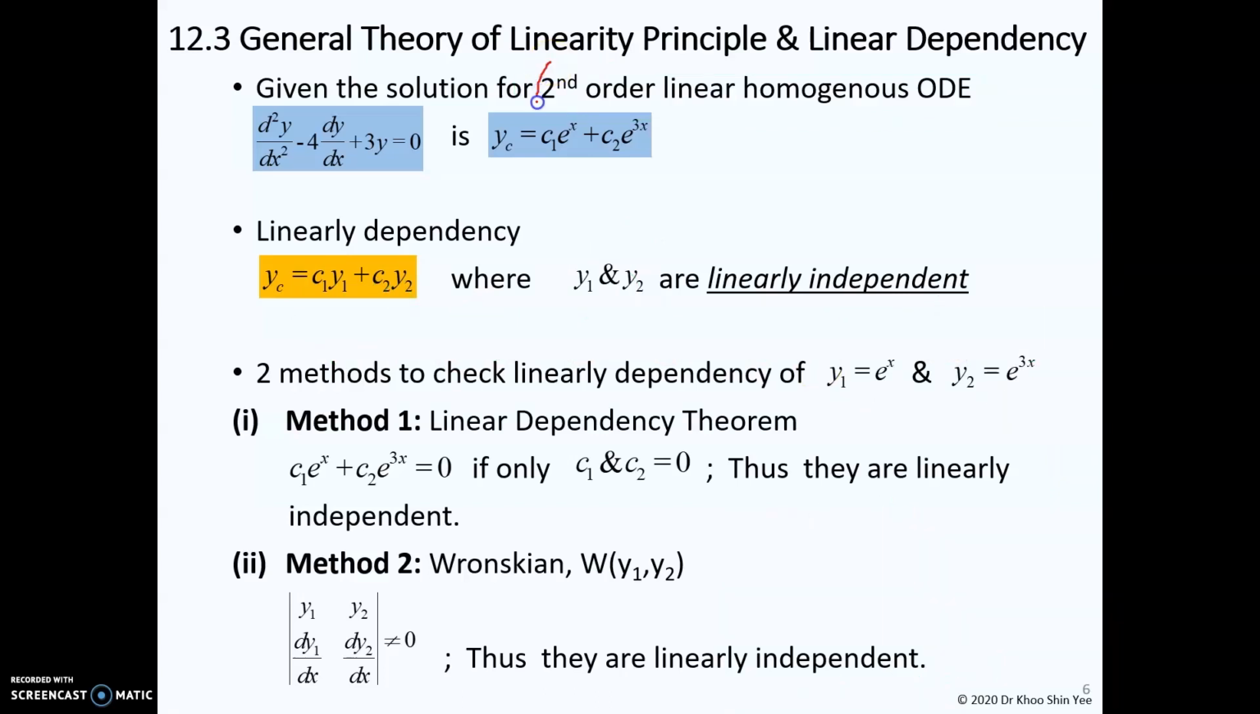In conclusion, for a second order linear homogeneous ODE, we can obtain the complementary solution from the linear combination of two linearly independent solutions. And we can check the linear dependency of two solutions, whether they are linearly independent or linearly dependent, by using these two approaches. You can use any of these two methods to check it.